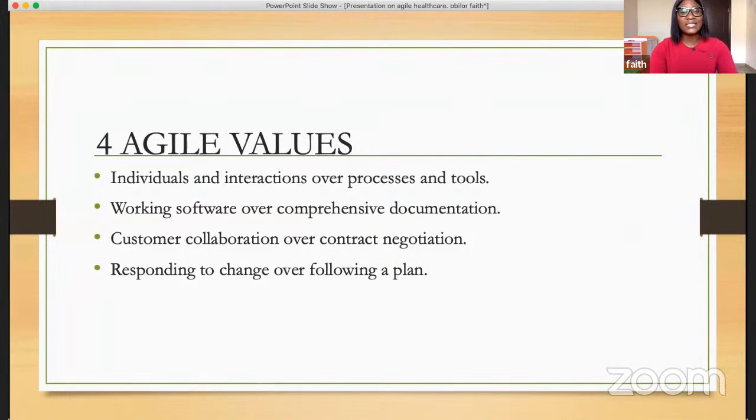We ensure that the patient gets value for their money, basically, and we make sure that the procedures are actually being done, starting from the time the patient gets in, starting from the assessments, getting the history, taking the vital signs, and giving the patient bed rest, basically. So we are responding to change over following a plan.